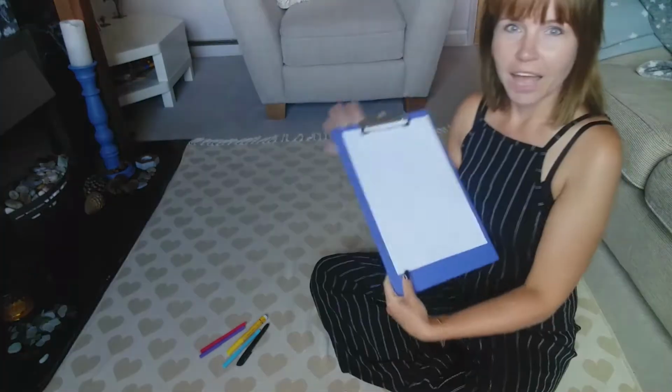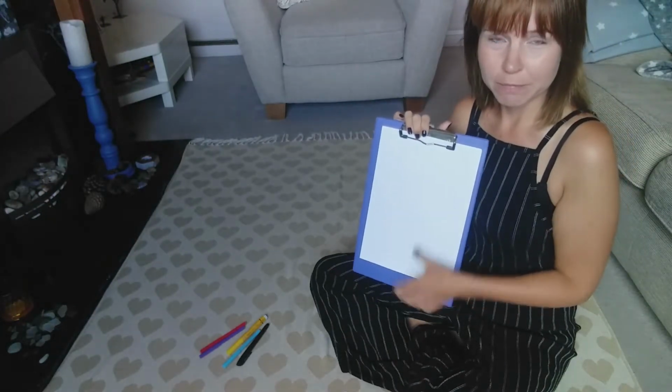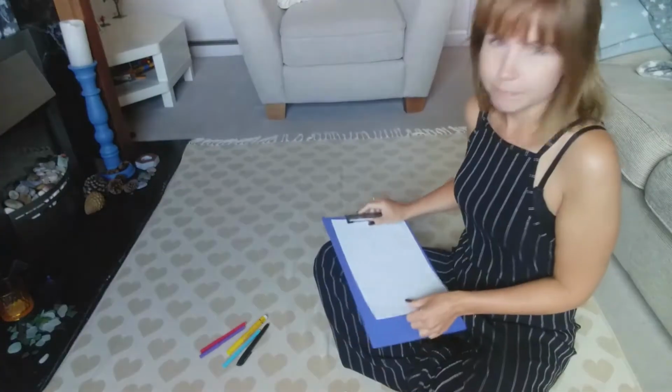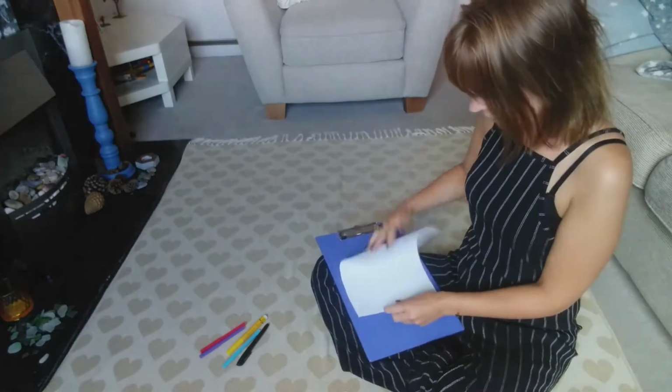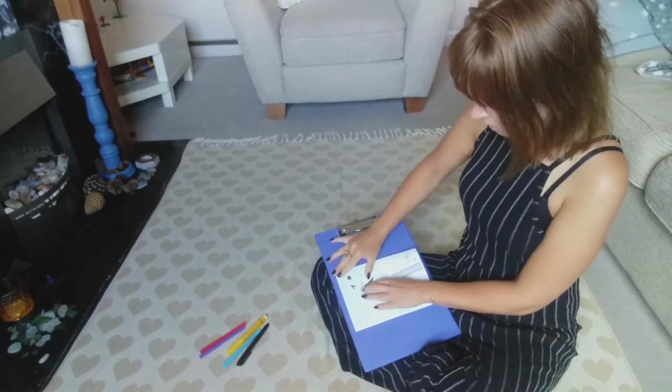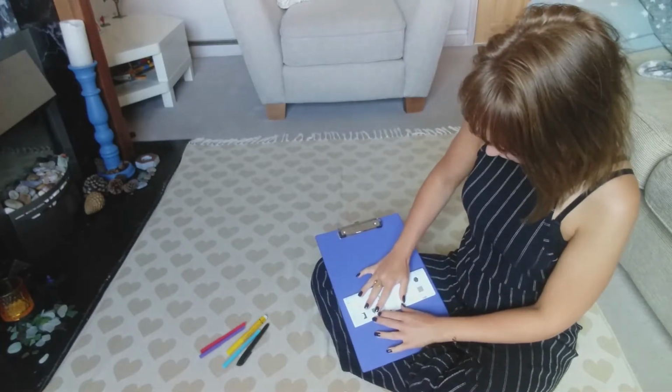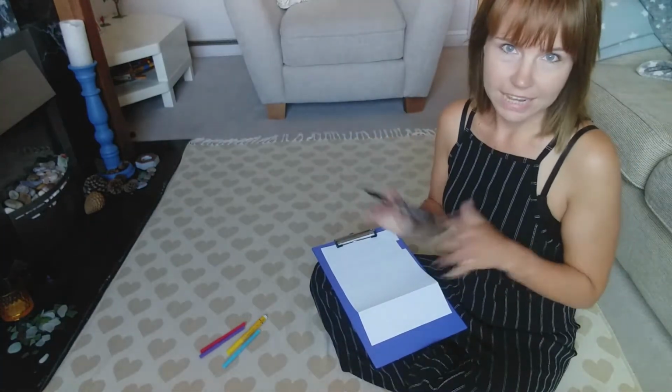Okay, so I'm going to take an A4 piece of paper, a few of these, quite a few, depending on how long your novel is, and let's just fold it in half and fold it in half one more time. Basically, we are writing down our scenes.